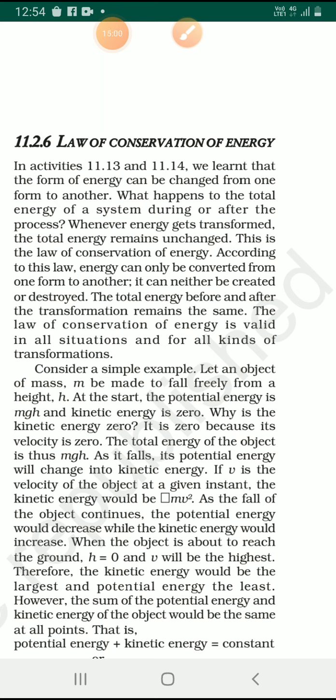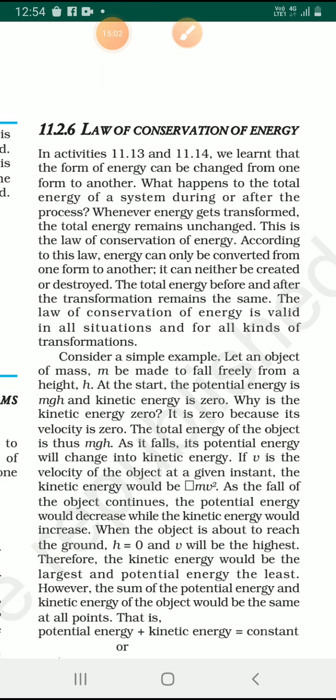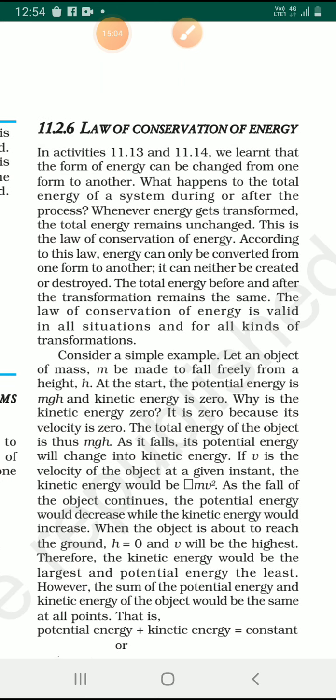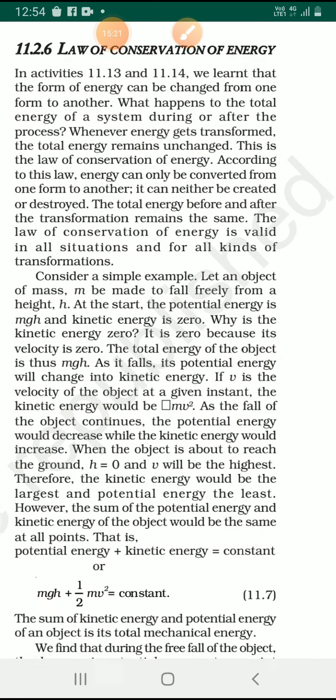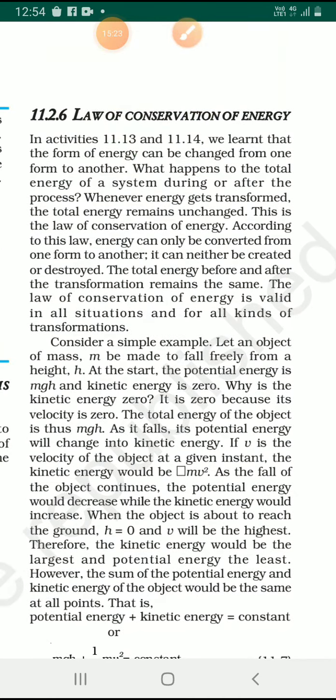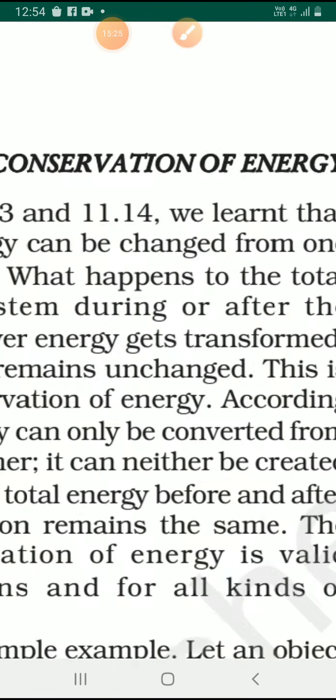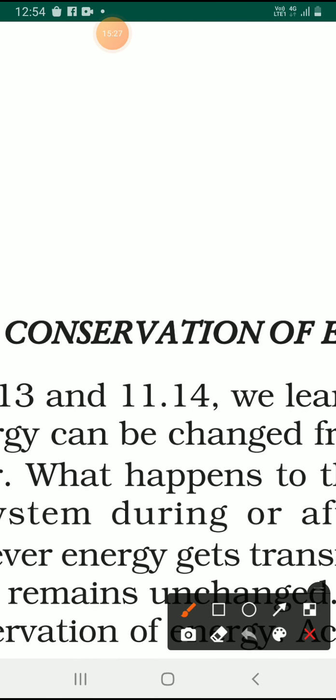So the energy conservation law says that energy can neither be created nor destroyed, but one form of energy can be converted into another form. These are interchangeable, but we can neither initiate energy nor destroy it. But remember a very important thing here, try to understand.